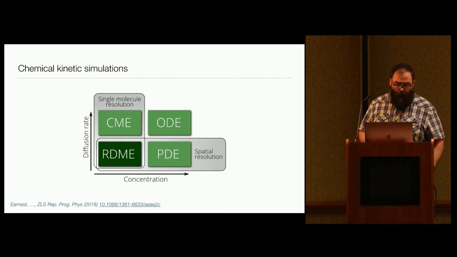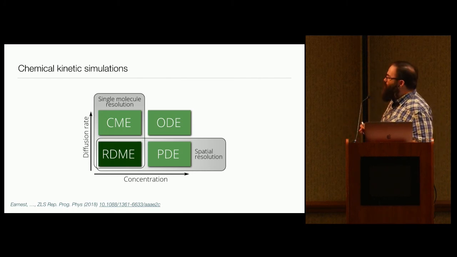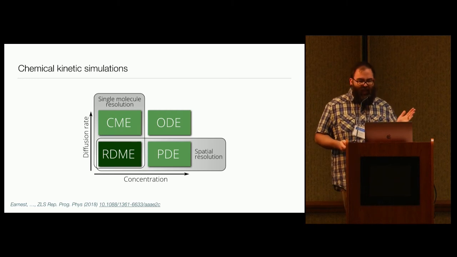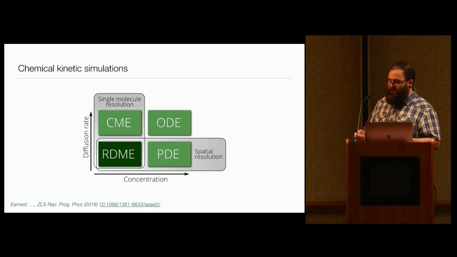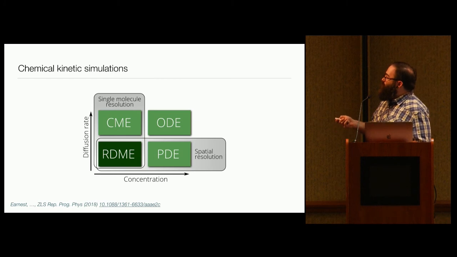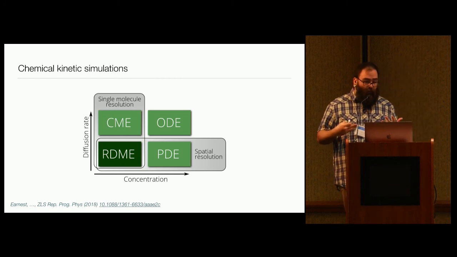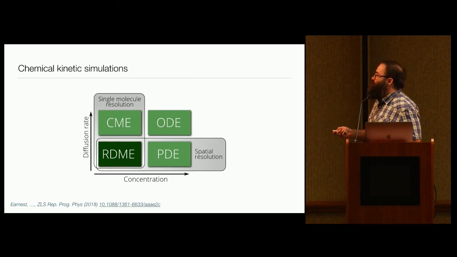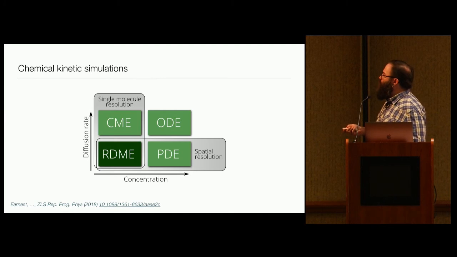Biological kinetics, biochemical kinetics, can be thought of as split on two different axes. First axis is how fast particles diffuse within the simulation volume, and the other axis is how concentrated they are.